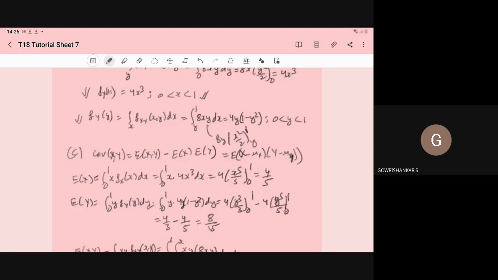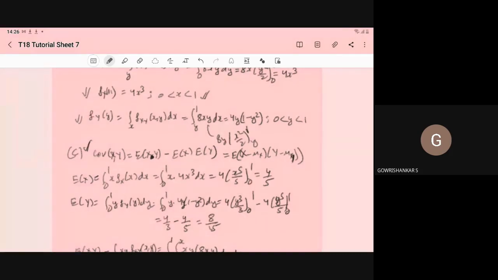If you solve this, we have the computational, or easy, formula for computing the covariance: the expectation of x into y, not x comma y, it should be x into y, minus E of x into E of y. After solving the expectation of x minus mu x into y minus mu y, you will get the expectation of x into y minus expectation of x into expectation of y.